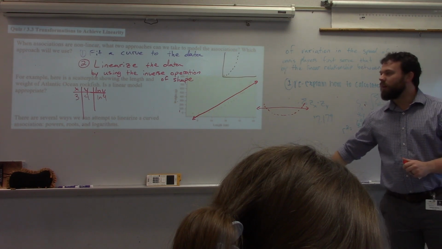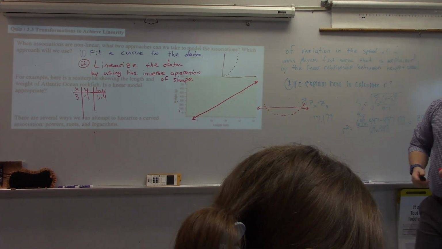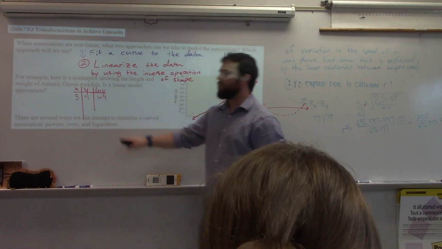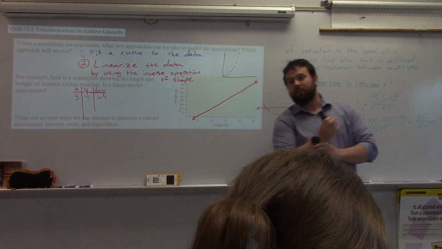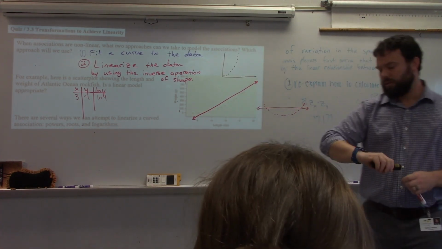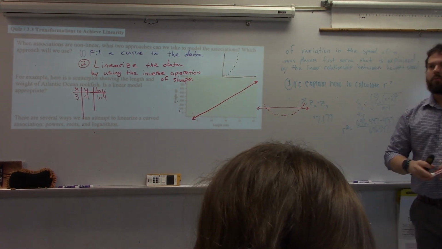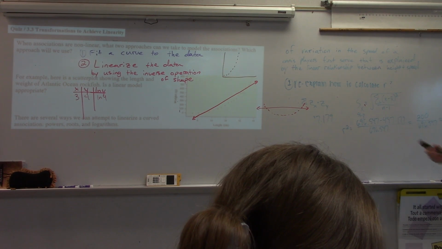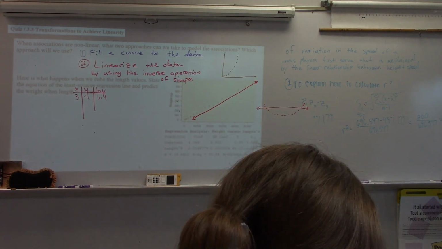Okay, so there are several ways we can attempt to linearize a curved association. We can use powers, we can use roots, and we can use logarithms. Does it have to be natural log? No, a lot of times we use common log as well. What is common log? Log base 10. Again, you're not going to have to do it. We just have to understand how it works.